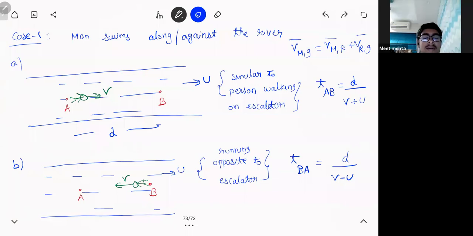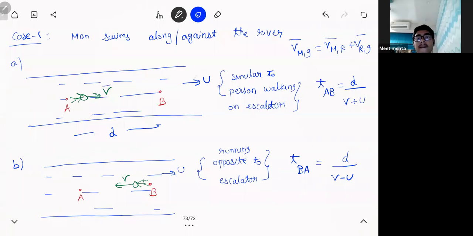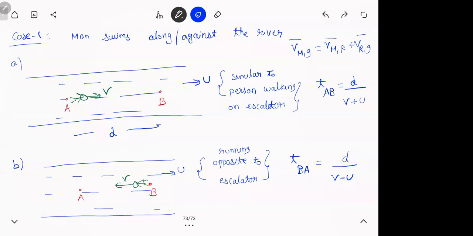So here, sir, we are finding the resultant of two vectors, right? Yes. Here V and U are both in the same direction, no? V bar plus U bar. Normally, what we will do, we'll always take components and show.